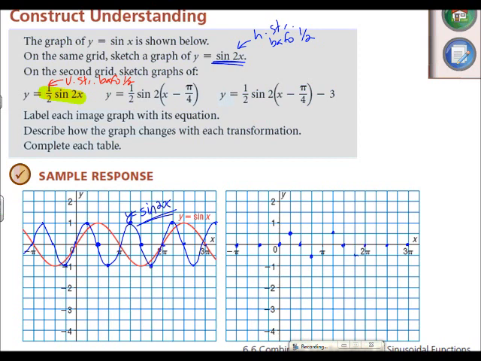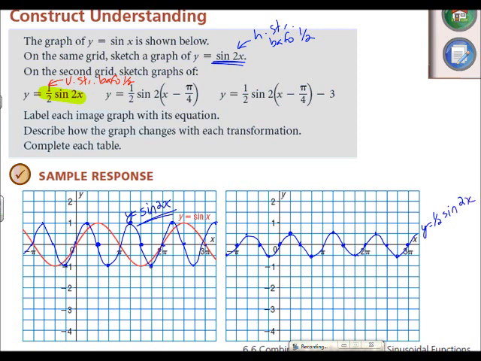Back and forth, back and forth. Oh, just one next there. Back and forth. And let's join up those beautiful dots. Lovely. And label it. Y equals 1/2 sine of 2x.